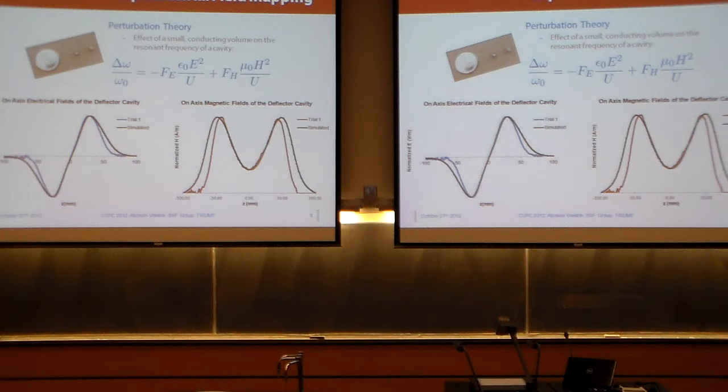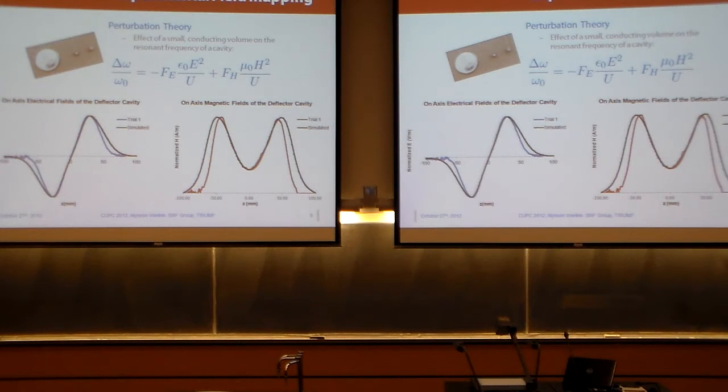So another thing we want to make sure is that our fields are what we expect them to be. Now we've built our cavity, we've assembled it. We've got to make sure that we're getting the fields that we expected from our simulations. This is actually kind of tricky to do because when you probe an electric or magnetic field, you're going to affect it. We can actually use this to our advantage.